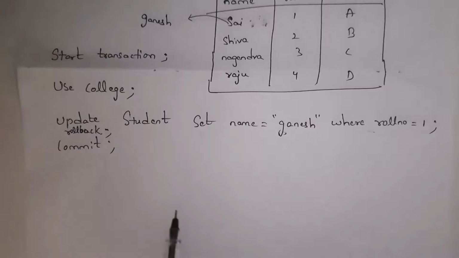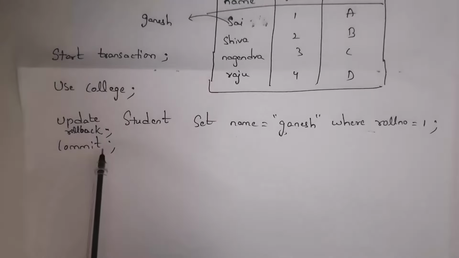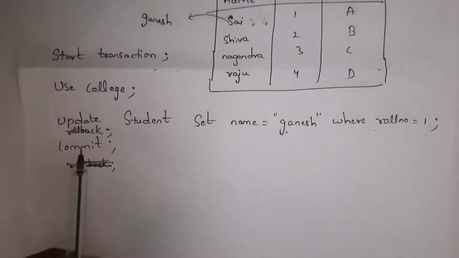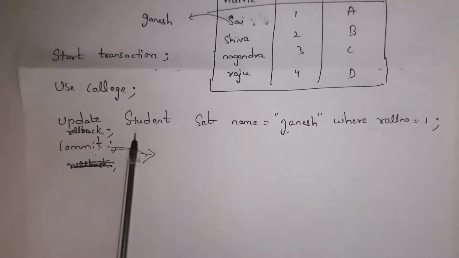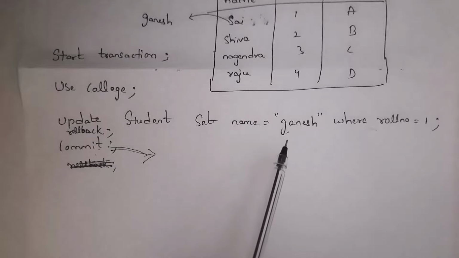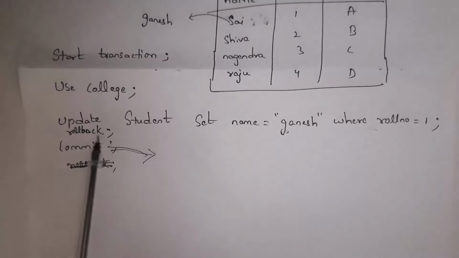Guys, just remember that we can undo any transaction only before writing commit. After writing commit, we cannot undo any transaction. So use rollback only before commit. Don't use rollback after commit. Whatever transaction we perform, it will be stored permanently in the database by using commit. And if you want to undo any transaction, then you need to use rollback. This is all about transaction control language.